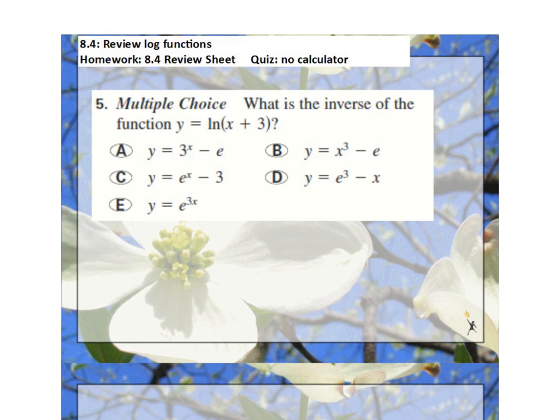Okay, so we're going to do some multiple choice questions as some practice for the quiz review. Pause the video and try it, and then resume and see if you got the answer right. Okay, so for this one, I'm going to switch my x and y, change it to exponential form, and subtract the 3. So that is C.